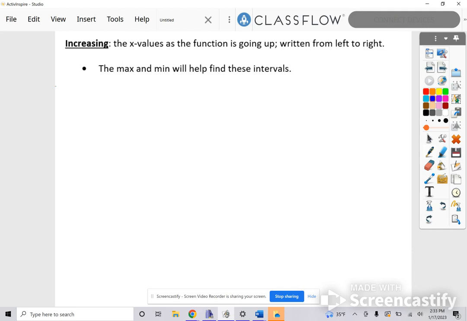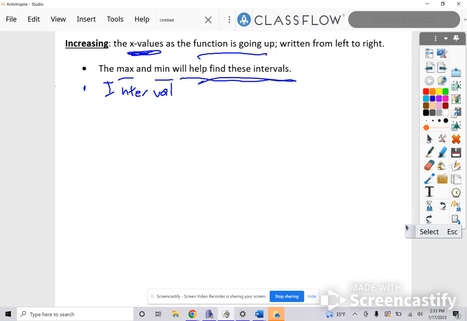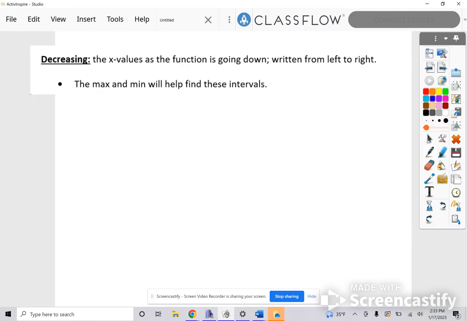Now increasing intervals. So we're going to use that interval notation again. We're going to use those x values again. And it's when the function is going up. The minimum and maximum help find these, but it's not an end-all be-all, especially with that square root guy. Same idea with decreasing: x values on an interval. And again, those minimum and maximums are going to help us.